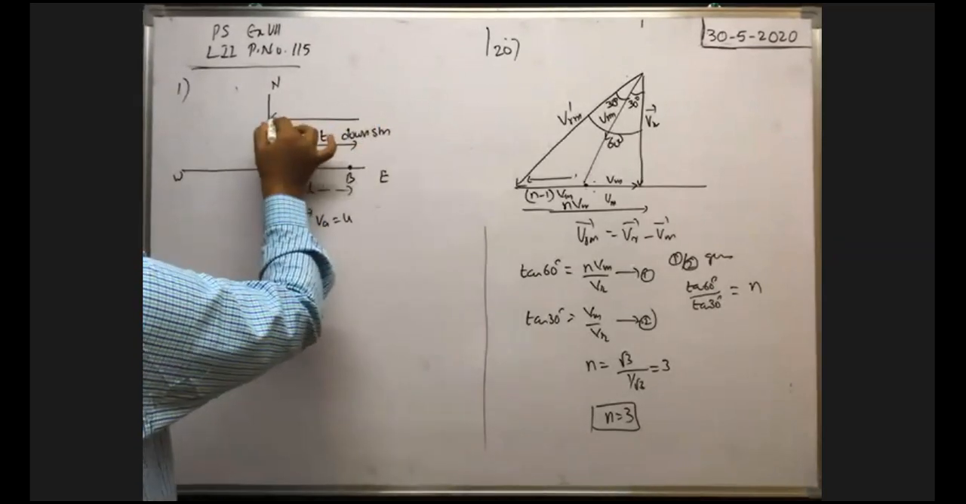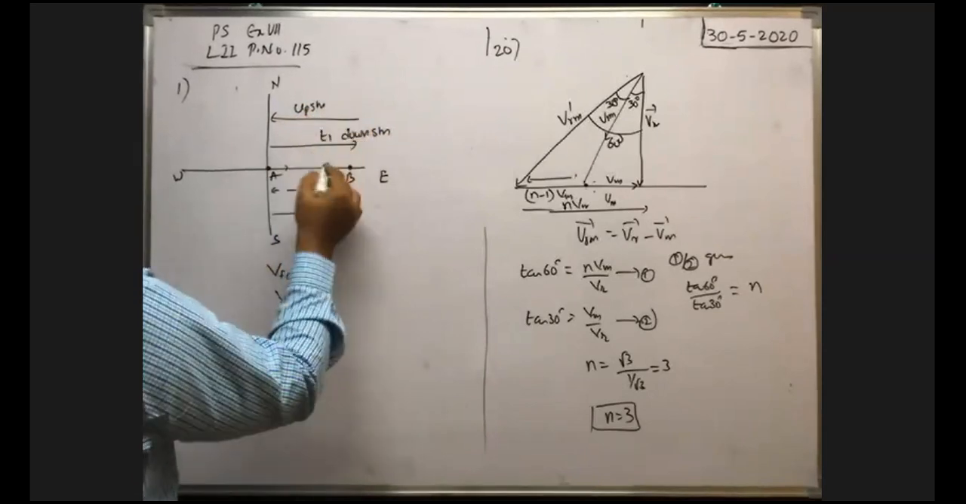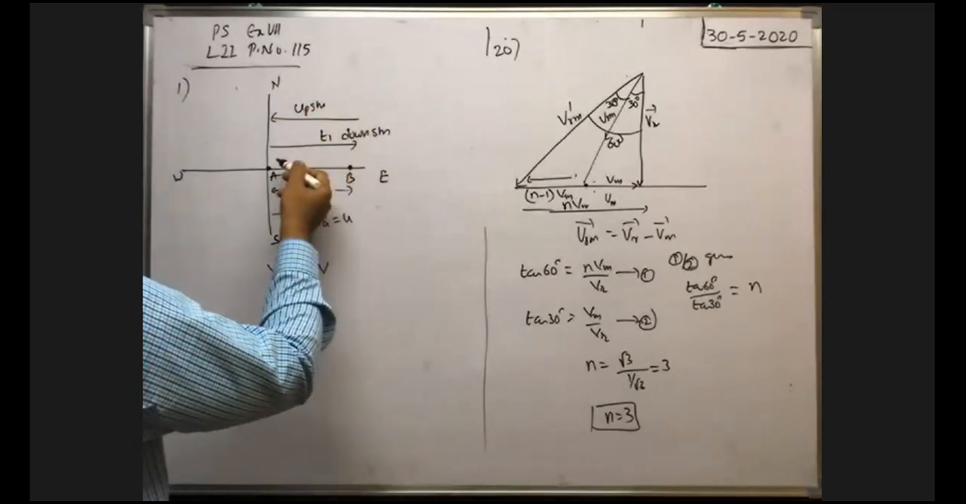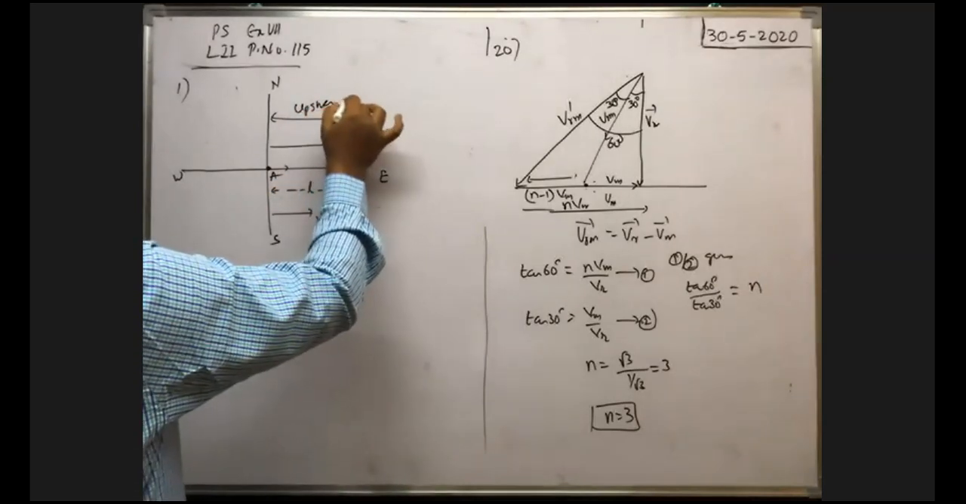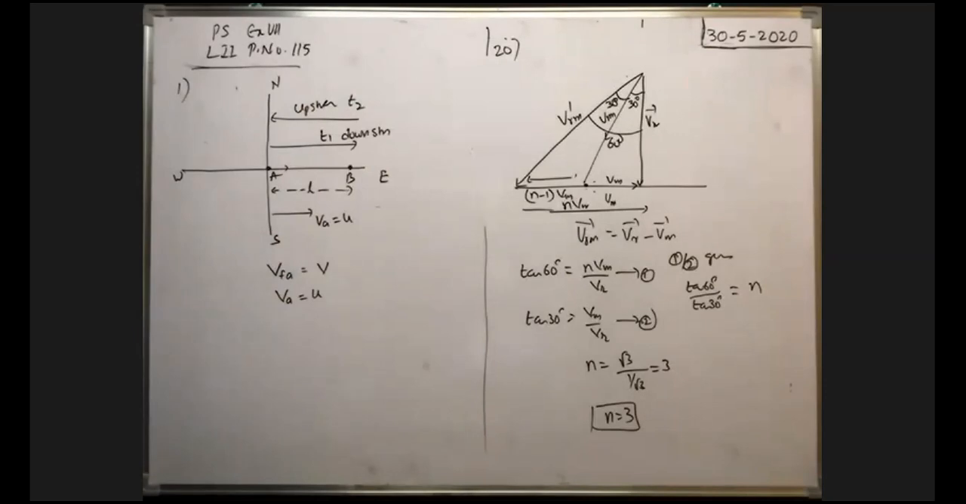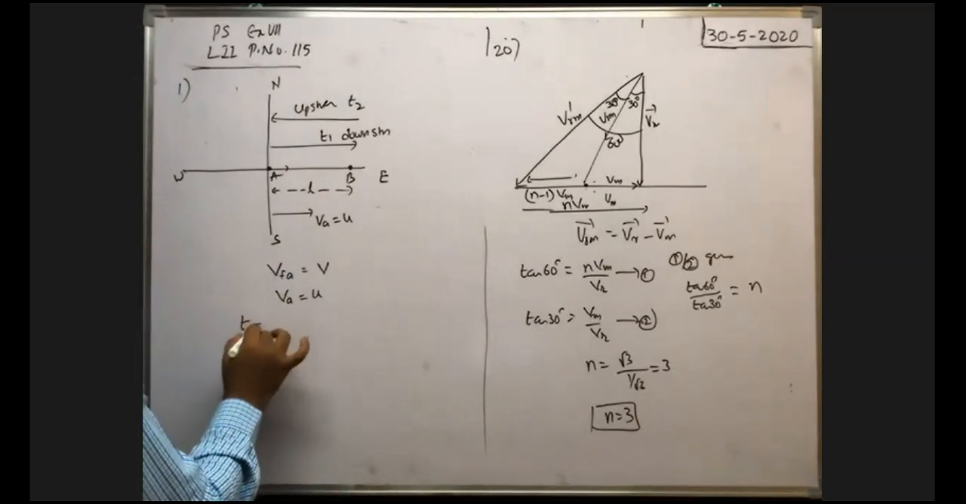From B to A is upstream. That means when the pilot travels from B to A, he travels opposite to the direction of airflow. That's why it is upstream. Upstream time taken is, say, T2. Then what is the total time taken? Total time taken is equal to T1 plus T2.